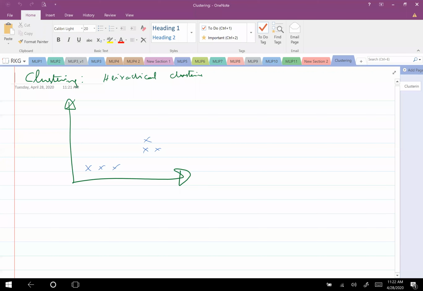Okay, you're able to see the notes, right? Are the notes visible now? Yes, sir. Yeah, fine.